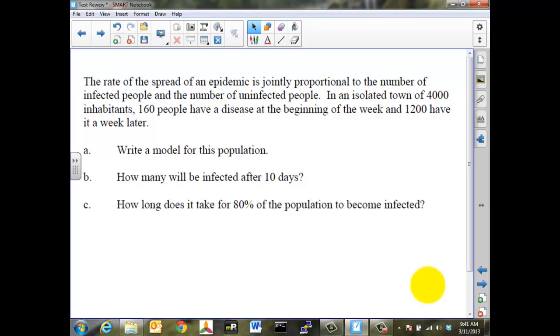Any ideas? The rate of spread is jointly proportional to the number of infected and the number of uninfected. So if X are infected, how many are uninfected? K Y or KX plus 4. We could say Y.